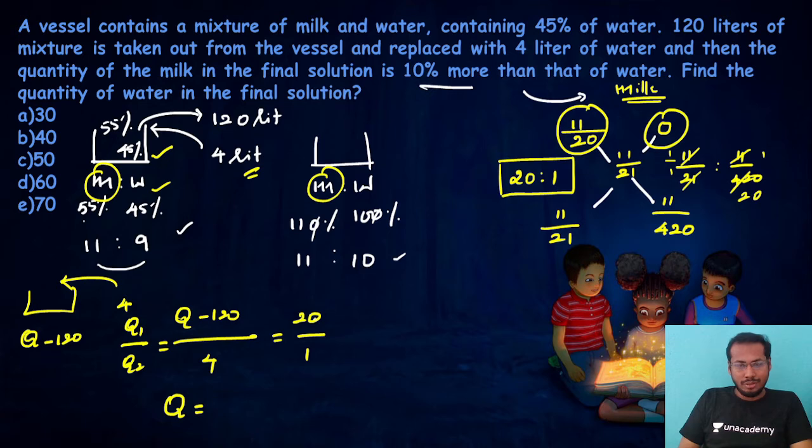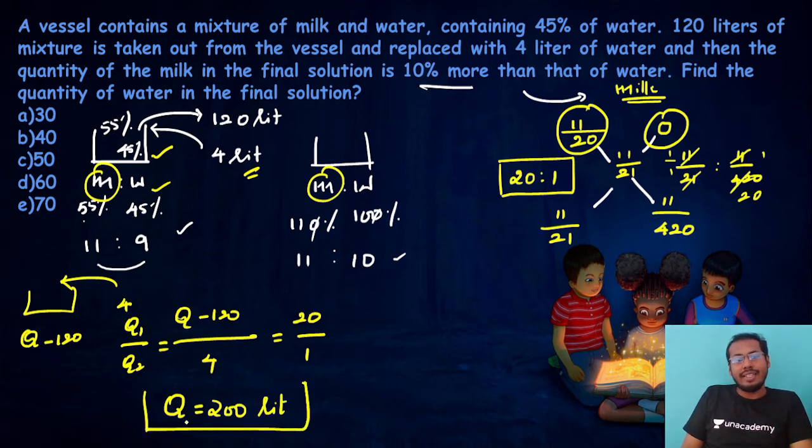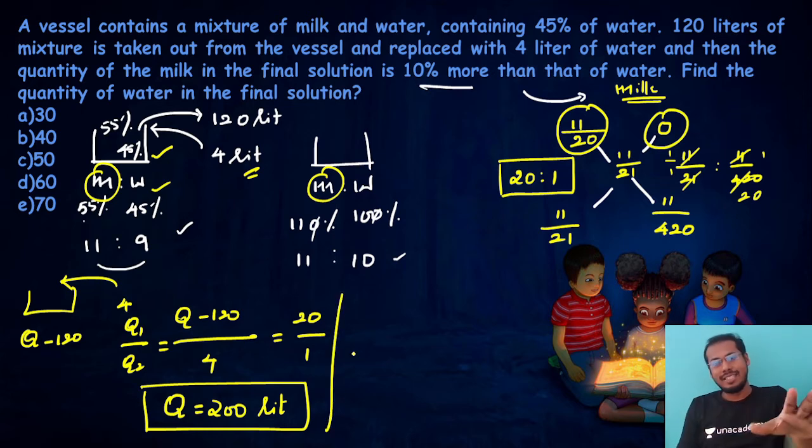So 4 into 20 is 80, and 120 plus 80 is 200. So 200 liters is the initial quantity in the vessel. Okay, so now I got the initial quantity. Up to this, so many steps are there. But after this concept, what they are trying to say is, find the quantity of water in the final solution. So now totally 200 liters are there in the vessel.